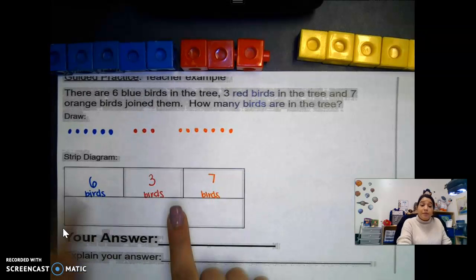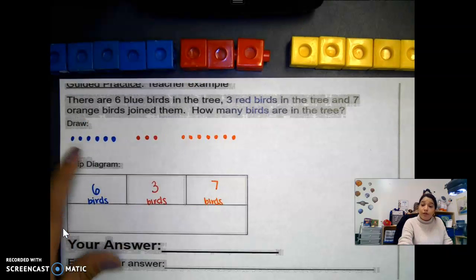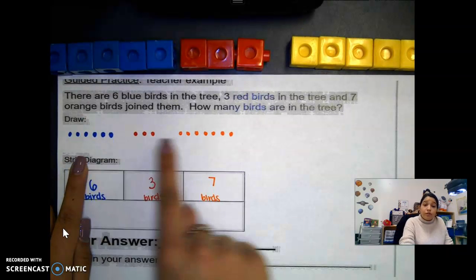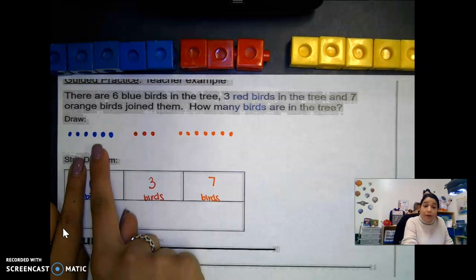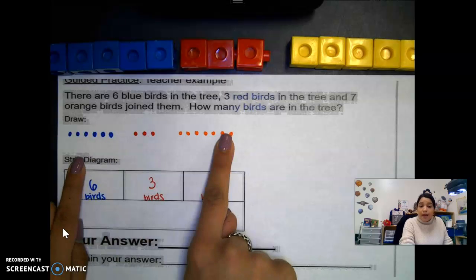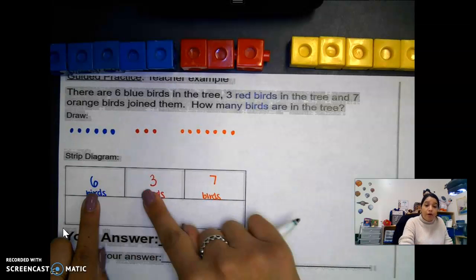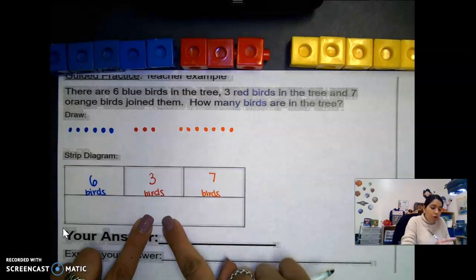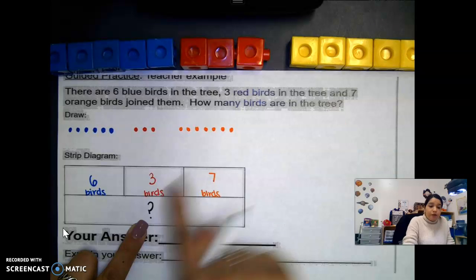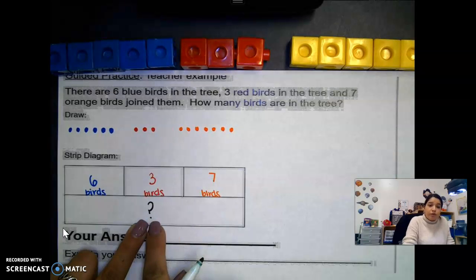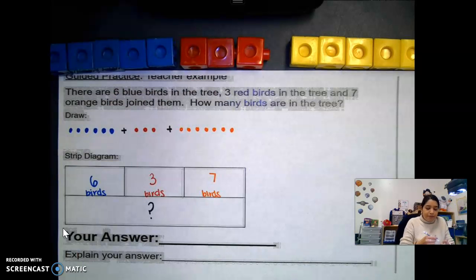So you can do this in many different ways. You can count your manipulatives, whatever you're using at home, or you can count the dots, or you can use your fingers as well. So what I'm going to do is I'm going to count my dots. So whenever we have 3 parts and we are missing our whole, because we don't know our whole number, we don't know how many birds are in the tree. So this, our whole, is our mystery number. So we're going to add all of our dots together.